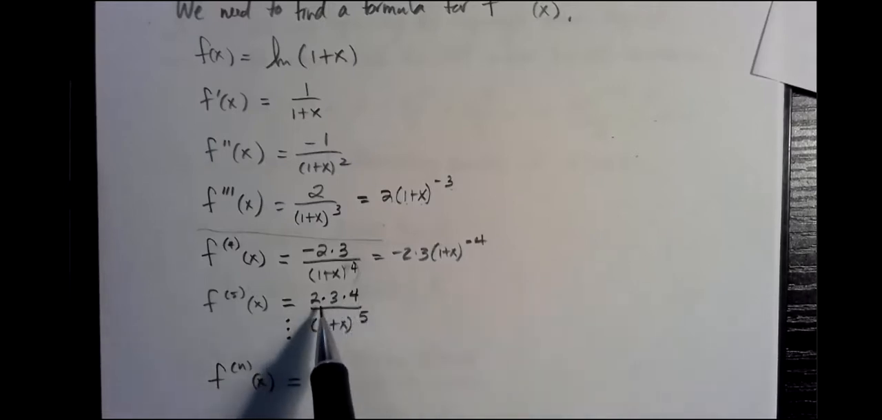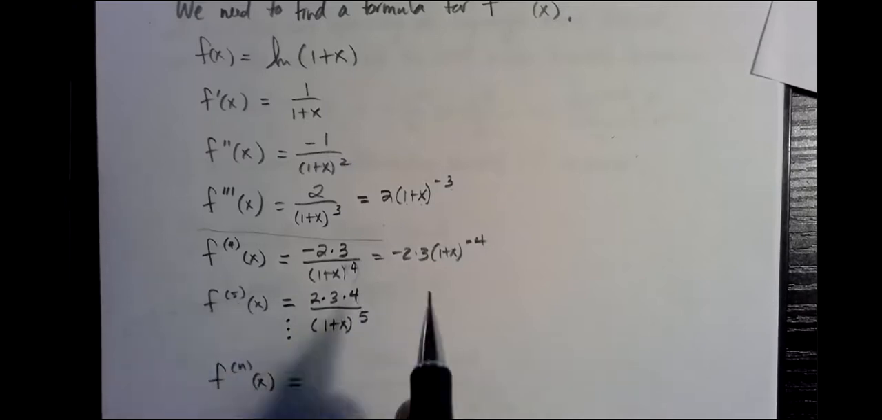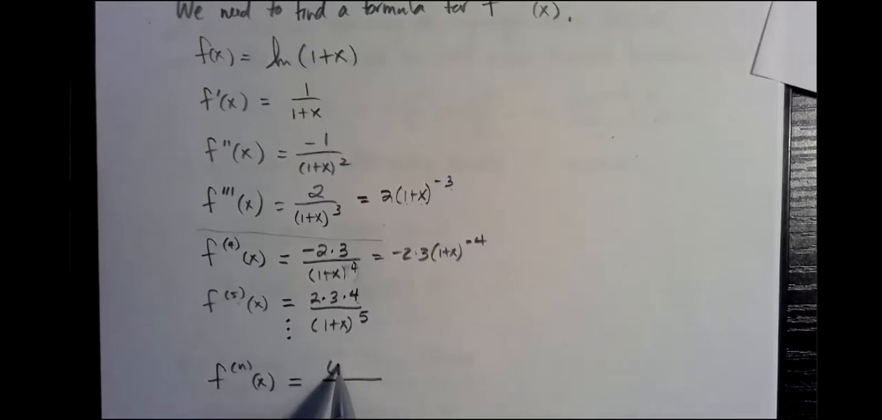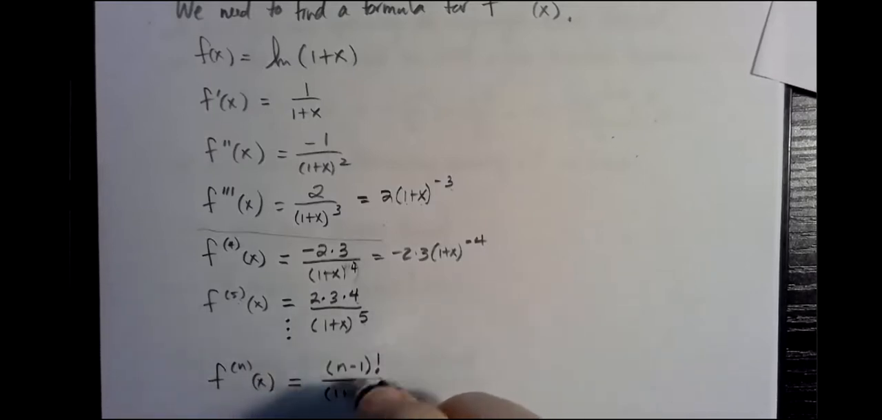The numerator in this formula looks very much like a factorial. In fact, it is. This is 4 factorial. Well, 4 factorial is in the 5th derivative. So the numerator of this calculation is always n minus 1 factorial. The factorial begins at a value exactly 1 less than the order of the derivative. And the denominator is always 1 plus x raised to a power, and that power is always equal to the order of the derivative. So in this case, this would be 1 plus x to the nth power.